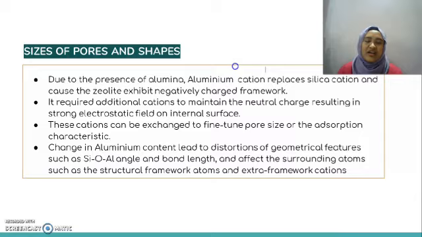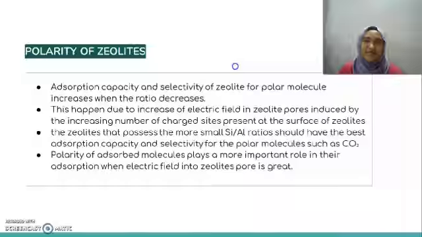These cations are exchangeable and are fixed in the cavity of the zeolite. Due to the different sizes of the cation, it affects the size of the cavity or pores of the zeolite. Also for the shape of the zeolite, the change in the aluminum content in the framework leads to distortion of the geometrical features. Thus, it affects the surrounding atoms, like the structural framework atoms and the extra framework cation.